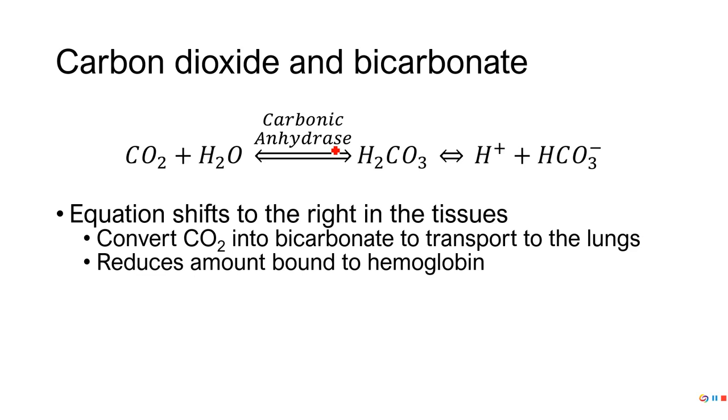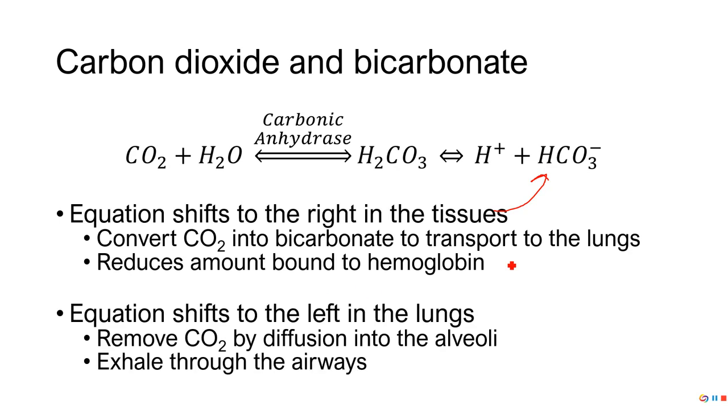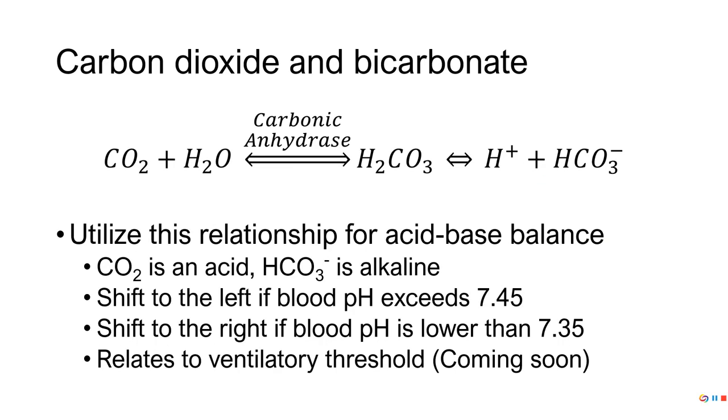Now, when we're in the tissues, we want the equation to go this way, so to the bicarb, so we have less CO2 binding to hemoglobin. And if we're in the lungs, in the alveoli, where we're trying to get rid of CO2, we want the equation to shift this way so we can exhale the CO2. It's also important to know we use this for acid-base balance. Okay, CO2 is an acid, bicarb is alkaline, and so we will shift this equation depending on our pH.